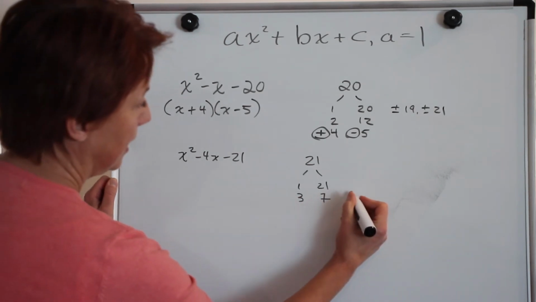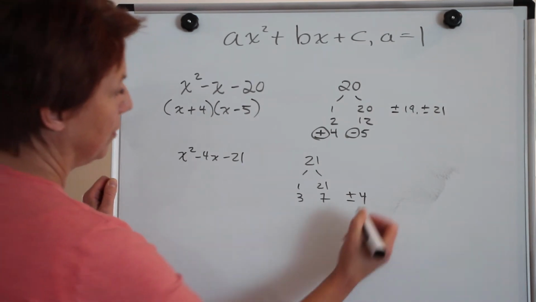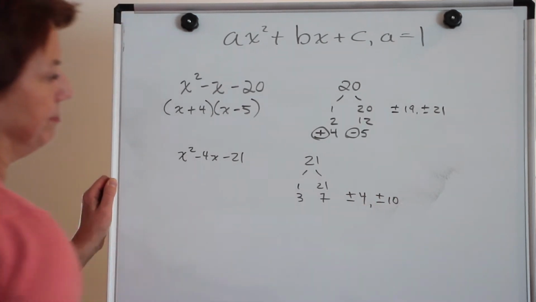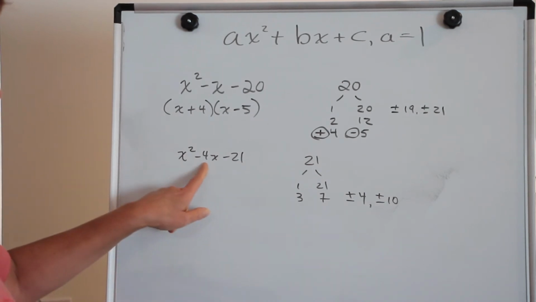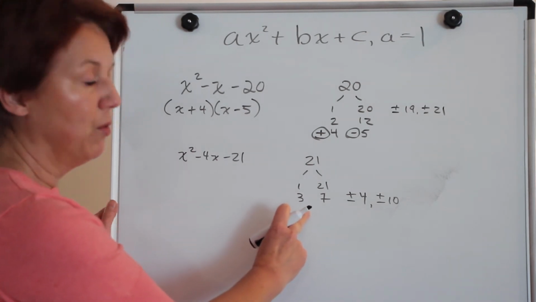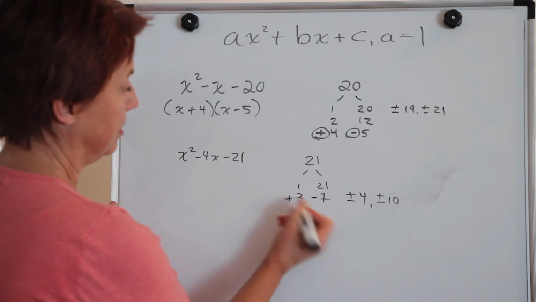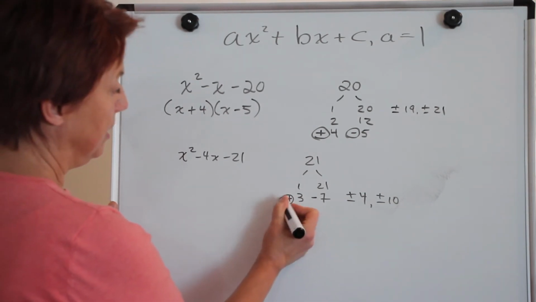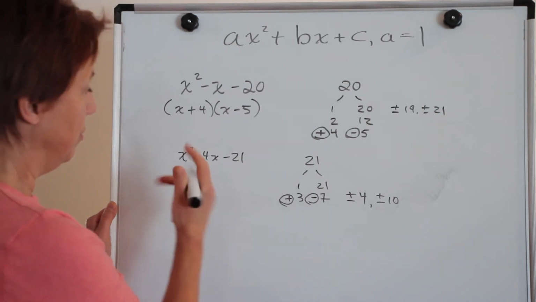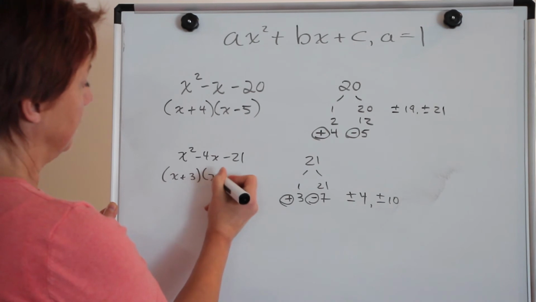So 3 and 7 again, and I won't be doing this a lot more, but just so you remember how we're doing this, makes plus or minus 4 or plus or minus 10. Now, we're after negative 4. So what signs do these two numbers have to have in order to get negative 4? Well, this has to be a minus and that has to be a plus. Now multiply the signs, and are you getting this sign? The answer is yes. So you know they're the right numbers, so you just write out your factors.